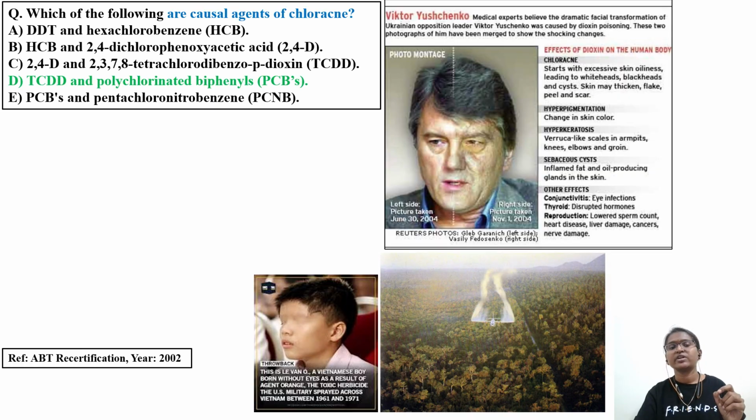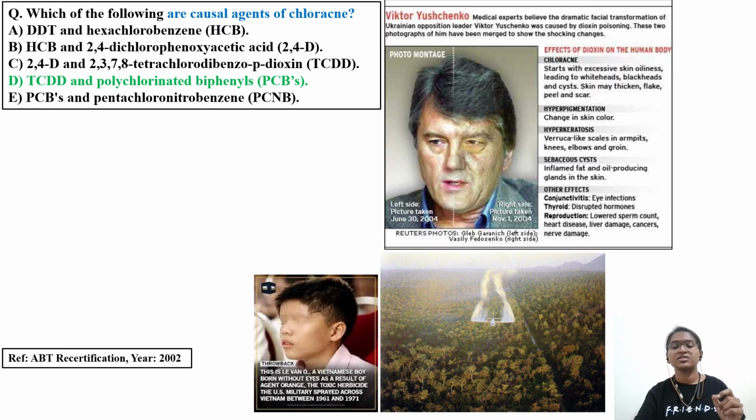Which of the following are causal agents of chloracne? Option A, we have DDT. Option B, we have HCB, that is 2,4-dichlorophenoxyacetic acid, 2,4-D and TCDD, TCDD and polychlorinated biphenyls, PCBs, and chloronitrobenzene. The right answer will be in the green text, that is TCDD and polychlorinated biphenyls. Okay.